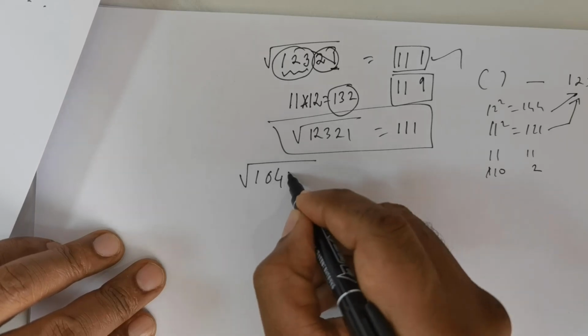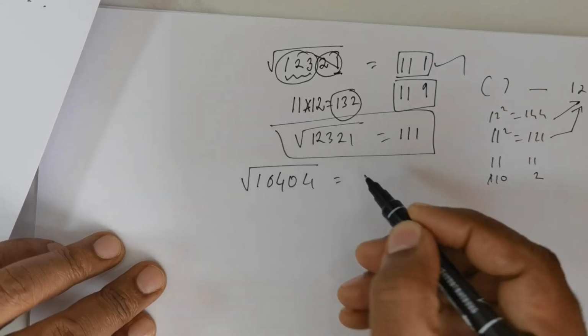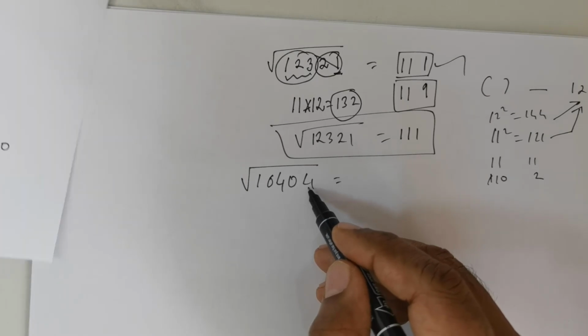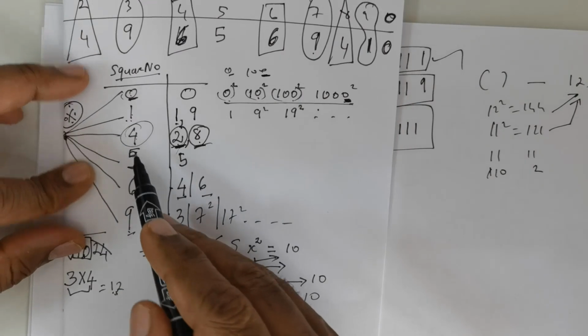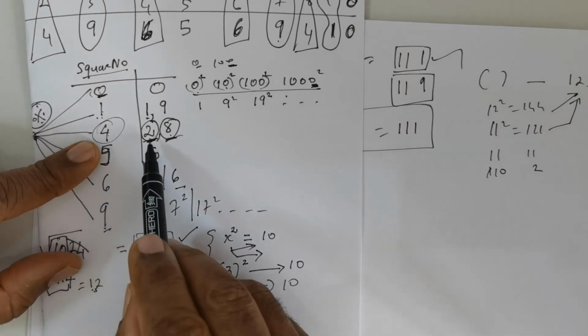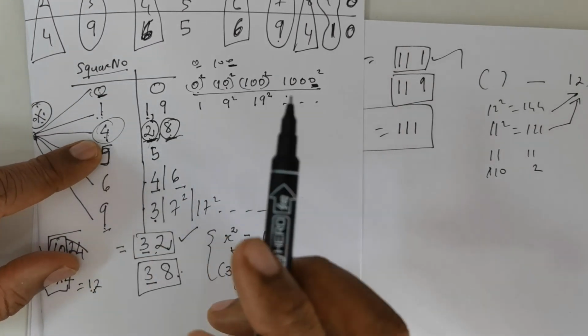Say 10404. Now when do you produce a 4, or the square of which number produces 4? Go back to this table. The square of which number? Say 2 squared gives me 4, or 8 squared gives me 4, right?